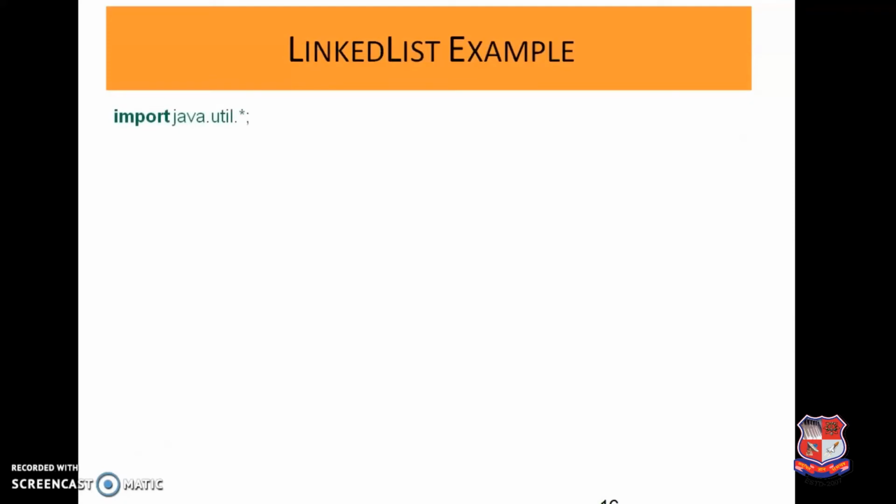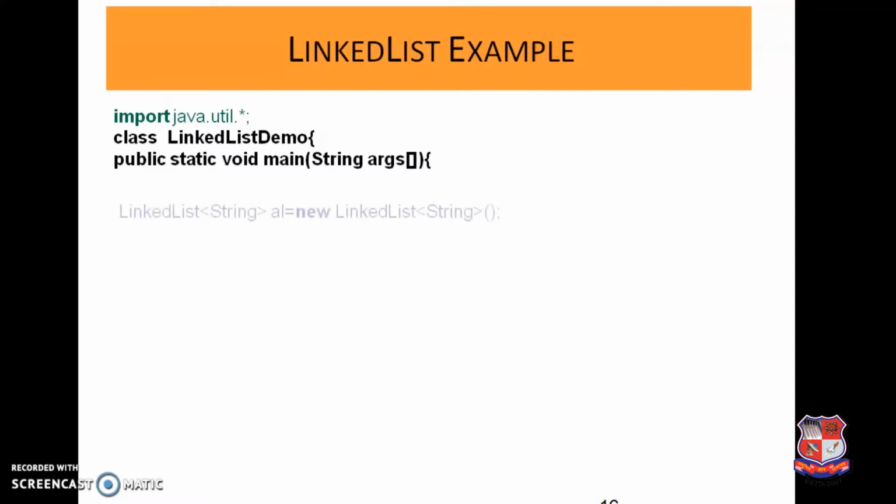Next, we are taking example of linked list. Again, in linked list we need to import java.util and then we need to define a class. Then we need to define public static void main. Then we'll define linked list object, and linked list object will hold string. That is the reason we need to specify that our linked list is going to hold strings object. And then we will add element in our linked list.